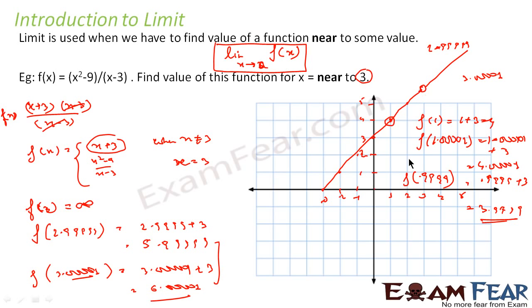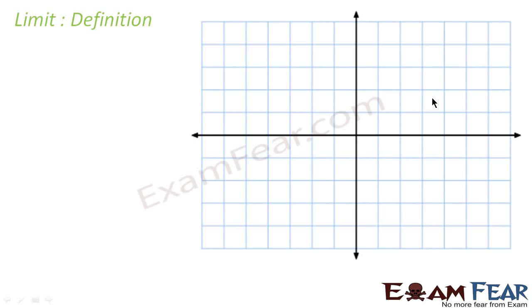Here, if you see, the function value at 1 and near to 1 are all the same. But in the case of 3, the value of this function at 3 and near to 3 are different. The point I'm trying to drive here is that limits are used when we want to find the value of the function near to some value, not exactly at some value, but near to it. So let's define the limits once again.